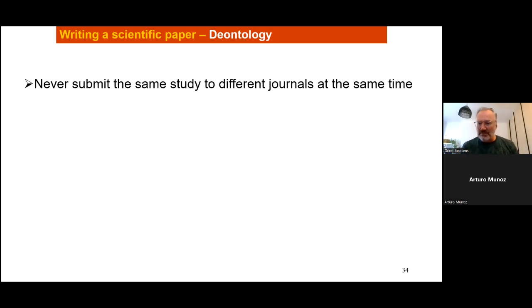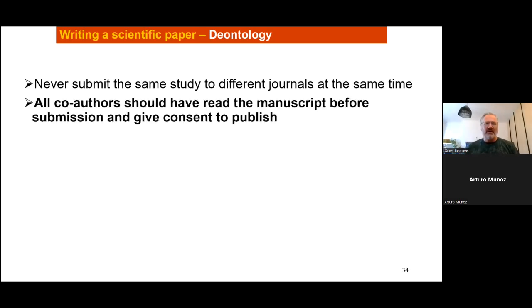But never at the same time, because then you might have the chance that both journals are accepting it, and then you have self-plagiarism. And this is something that is considered very bad in the scientific world. So never submit the same study to different journals at the same time. Also, and I put it in bold, all co-authors that you involve on your paper should have read the manuscript before submission, or at least have given their consent, have agreed that you are sending it to the journal for publication.